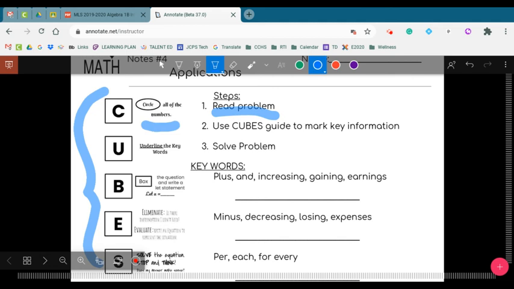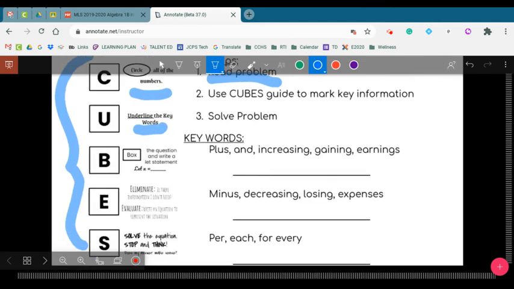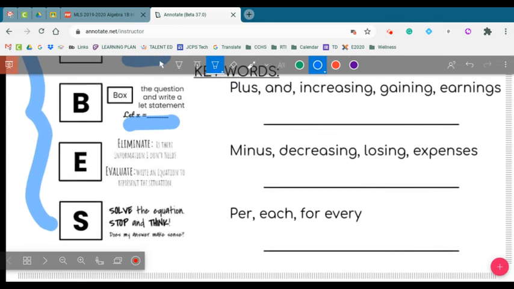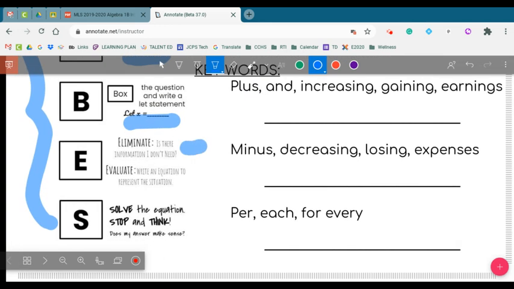And then whenever we read it again, we're going to underline any key words. And then we're going to box what it is asking us to find. So is it asking us to find how much money, how many people? What is it asking us to find? Because that's what our variable is going to represent, which is our let statement. And then we're going to estimate, is there any information I don't need? So we're going to eliminate that. And then we're going to evaluate. So we're going to write our equation or inequality to represent the situation. And then the last thing we'll do is solve it, which we've done quite a bit.